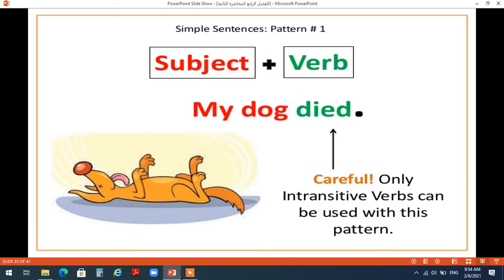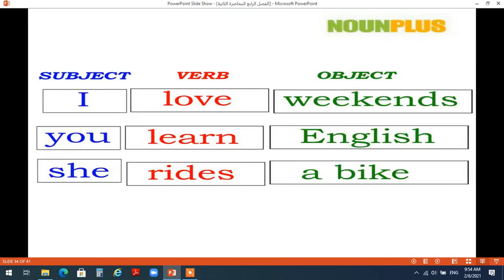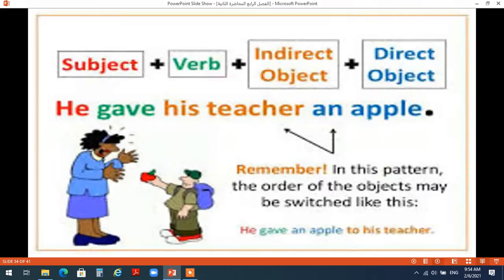As you see here, only intransitive verbs can be used with this pattern. هذا النوع أو هذا النمط من أنماط الجمل يكون باستخدام الفعل اللازم تحديدا. Now, the other sentence pattern is made up of subject, verb and object اللي هو راح يكون monotransitive verb. I love weekends. You learn English. She rides a bike. إذن weekends, English and a bike will be the direct object.